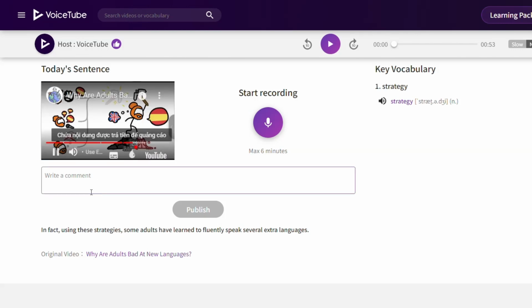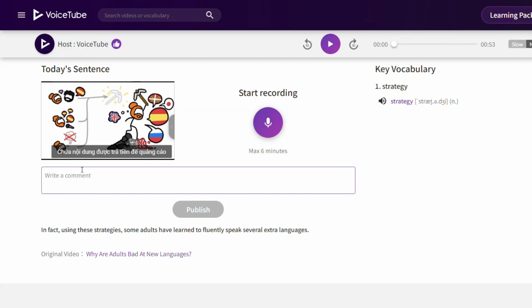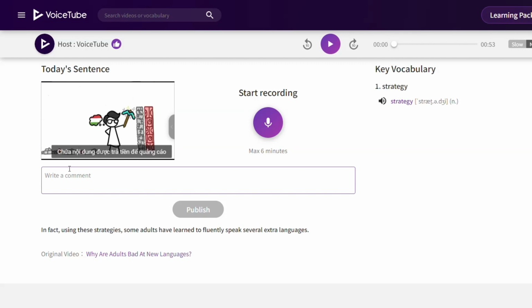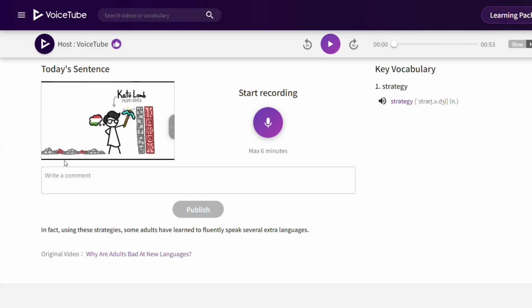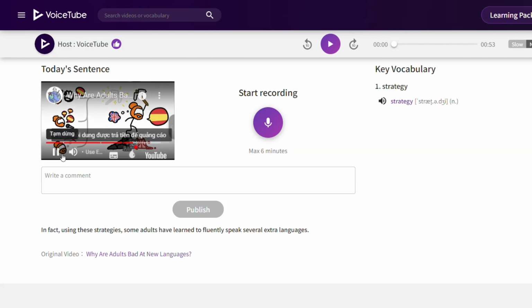In fact, using these strategies, some adults have learned to fluently speak several extra languages. One of those hyperlinguists, Kato Lam.